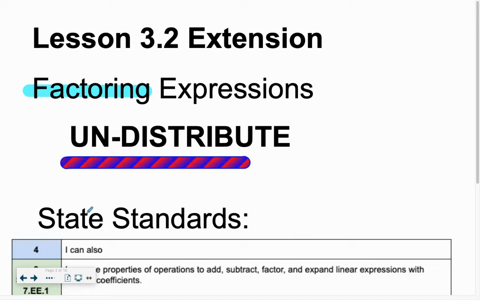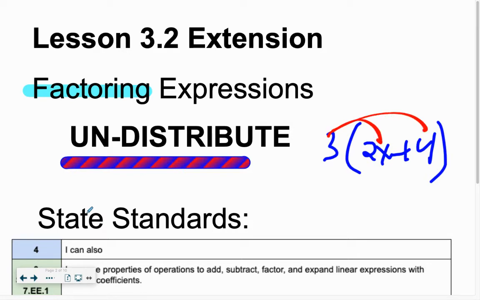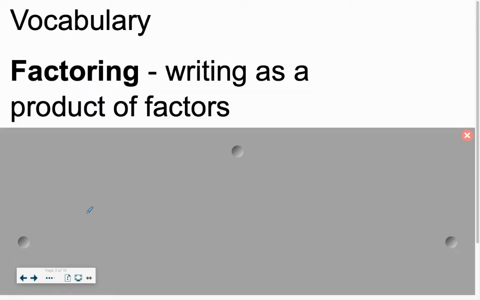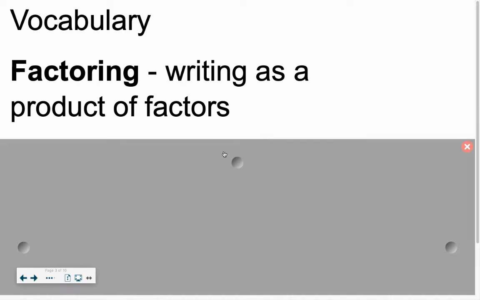So when we talk about distribution, that's where we had a number out front and we had to distribute to it. We're just going to go backwards. We're going to take and make something that looks like this instead of distributing. As we look at our definitions, factoring is writing as a product of factors. Again, the definition, having the word in it, not always nice.